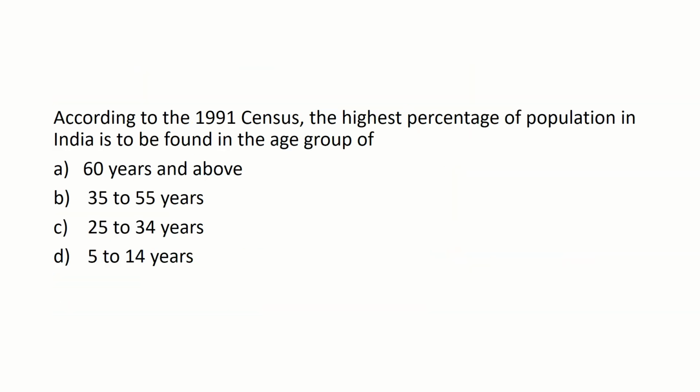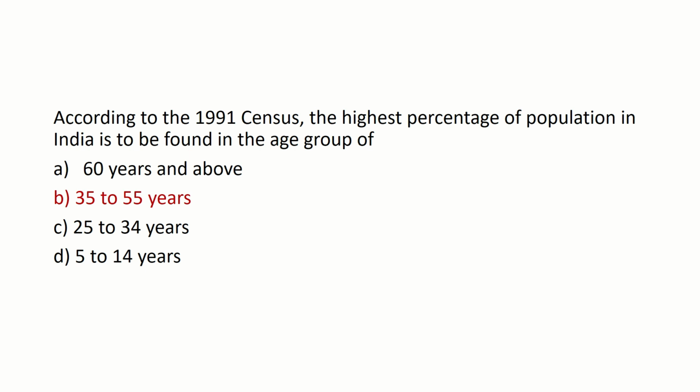According to the 1991 census, the highest percentage of population in India is to be found in the age group of option A, 60 years and above, option B, 35 to 55 years, option C, 25 to 34 years, and option D, 5 to 14 years. The answer is option B, 35 to 55 years.